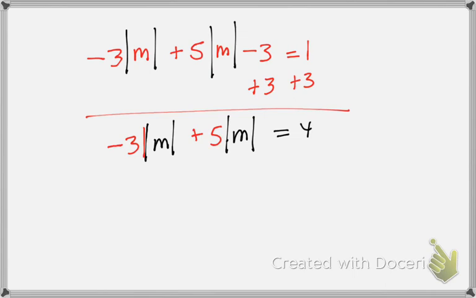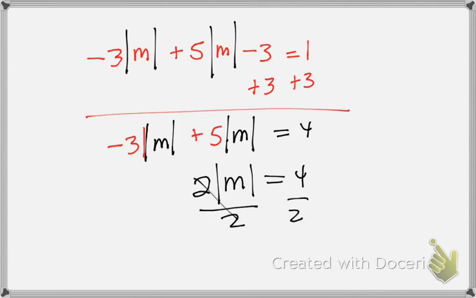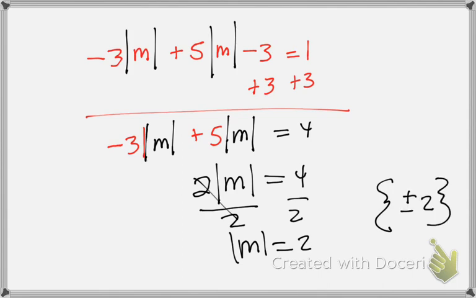So now what do we do? Think of it like it's a variable. They're like terms. What do we do, David? Add them together. And what does it become? It becomes 2 times the absolute value of m equals 4. Now what? Divide by 2. Absolute value of m equals 2. And so what are my solutions? Plus or minus 2. Okay.